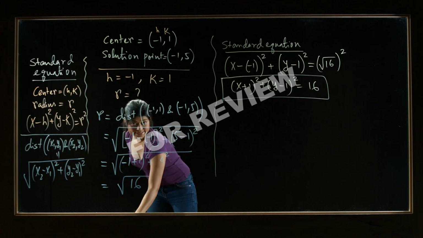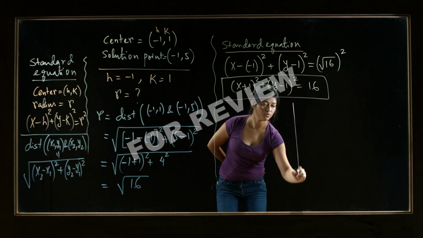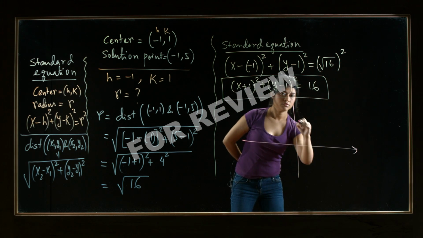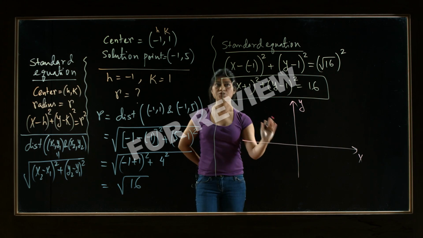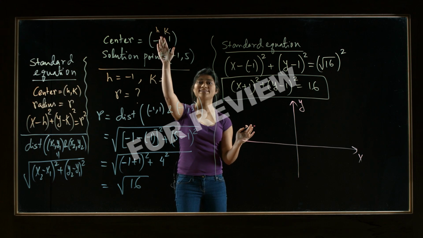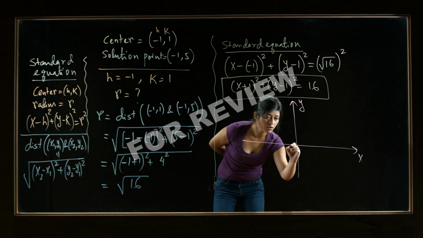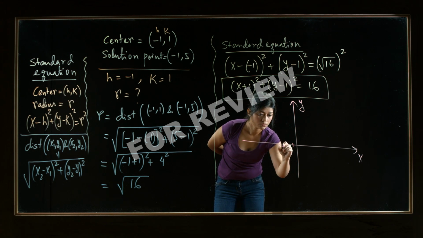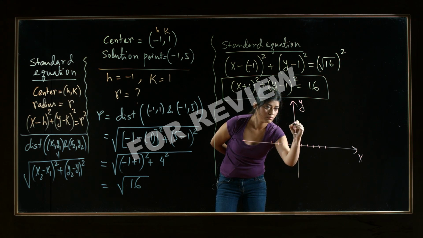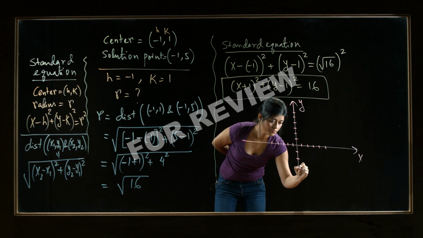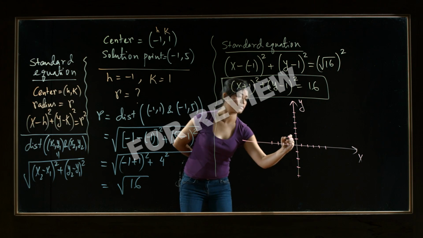All right, so the last thing we have to do is we have to try and graph this circle. So you draw the x and y axis. Okay. Now the best way to do it is, we have the center, so locate the center first. Okay, the center is -1, comma 1, somewhere here. So that's the center of the circle.